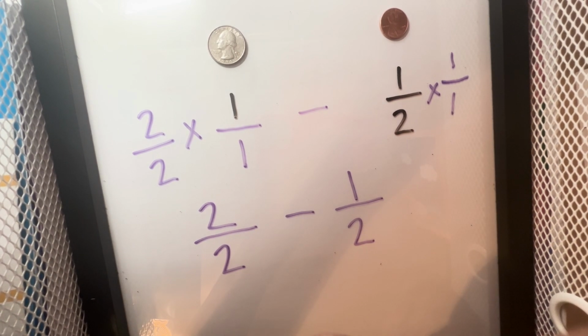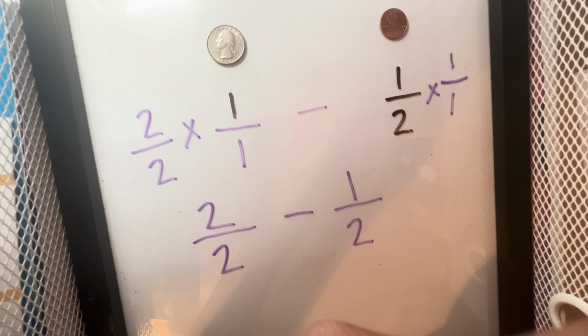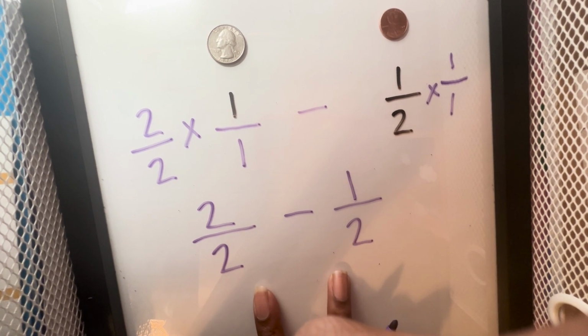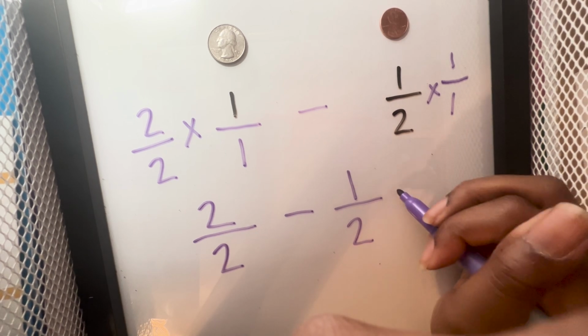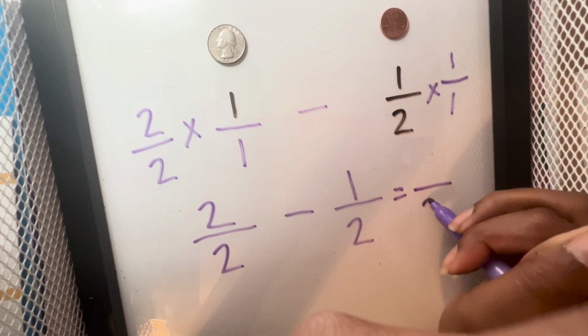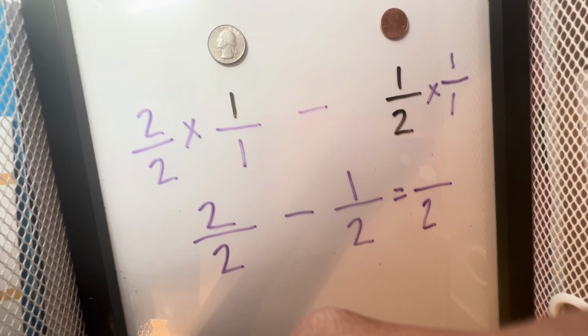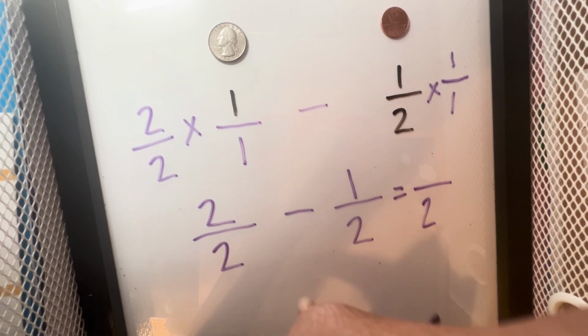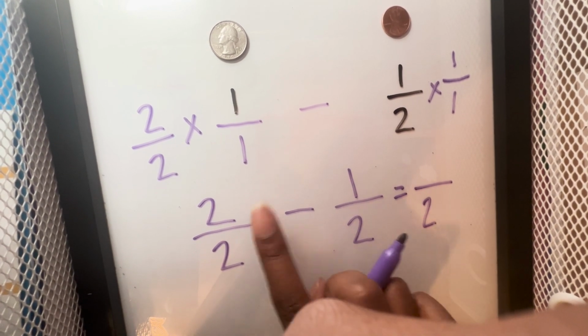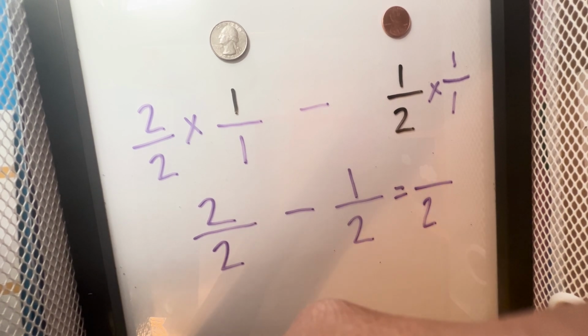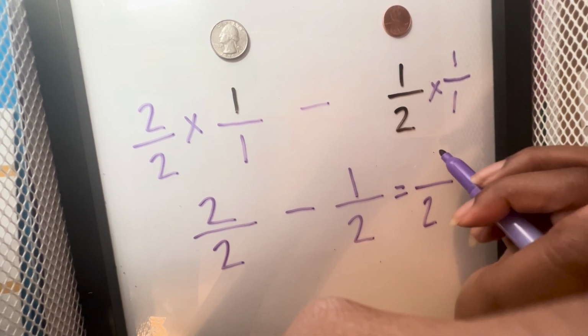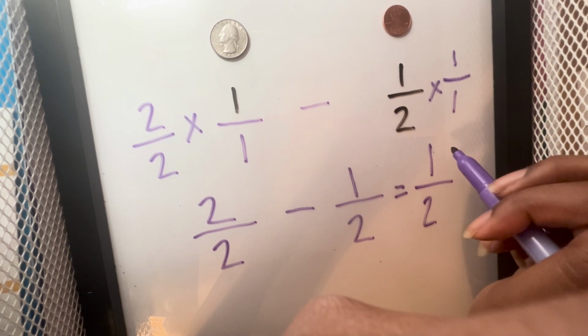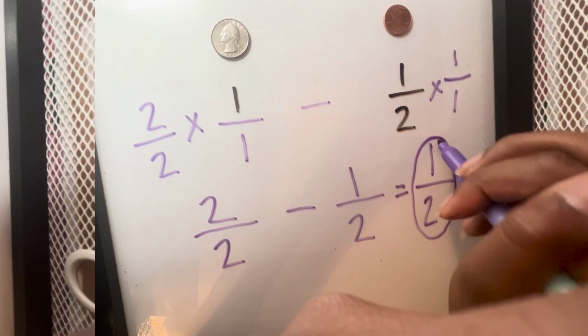And so now we have 2 over 2 minus 1 over 2. And since our denominators are the same, we can leave that denominator for our final answer. And then we can just subtract our numerators or our top numbers like normal. So 2 minus 1 is equal to 1. So our answer is 1/2.